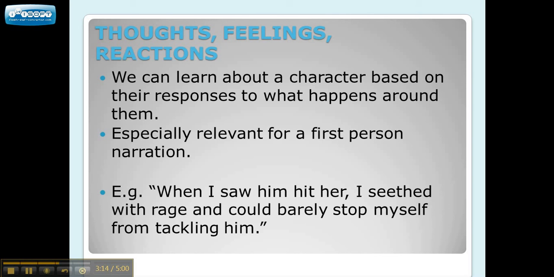For example, if there's a character that says, "When I saw him hit her, I seethed with rage and could barely stop myself from tackling him," you can learn a little bit about what that character is like based on the way that they feel about certain events. So that concludes the methods of characterization.